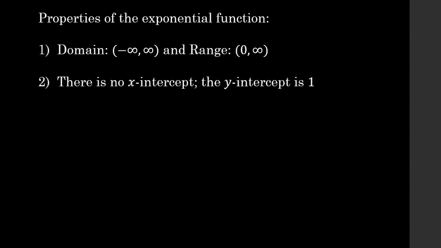There is no x-intercept. The exponential function never ever touches the x-axis. However, there is a y-intercept, and no matter what our base is, the y-intercept is going to be at height 1. So the point (0, 1) is going to be on the graph of every exponential function.